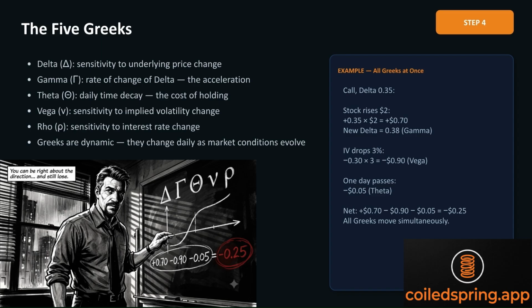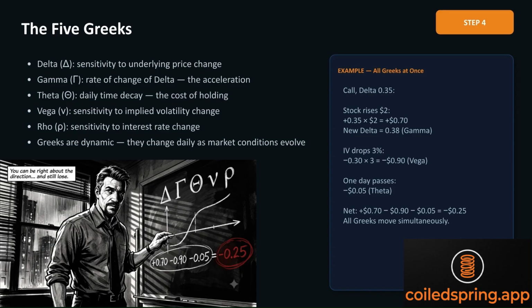Vega. Vega measures sensitivity to implied volatility. For every 1% change in implied volatility, the option gains or loses the Vega amount per share. A Vega of 0.30 means a 1% increase adds 30 cents per share to the option's value, $30 per contract. Vega is why options can gain value when the stock doesn't even move. If volatility expands, the option gets more valuable. Conversely, it's why options can lose value after earnings even when the stock moves in the right direction. The volatility crush after the announcement destroys the Vega component.